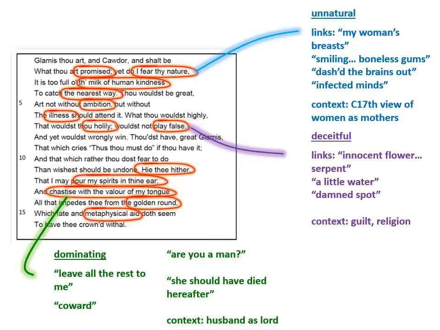In terms of context, the Elizabethans would have seen her behaviour as quite extraordinary, really. The husband is supposed to be the lord. It shouldn't be the wife who's going to chastise you with her tongue and poor spirits and order you around. So again, they might see that as an inevitable consequence of her behaviour.